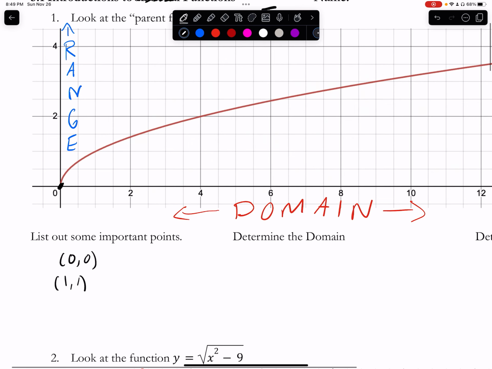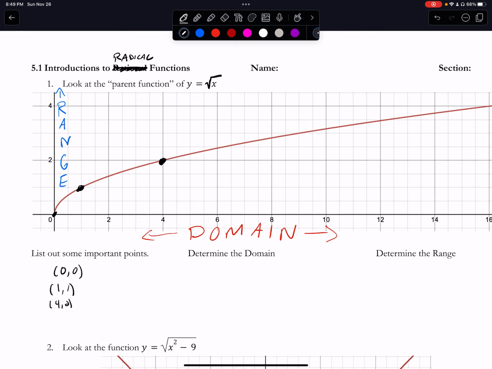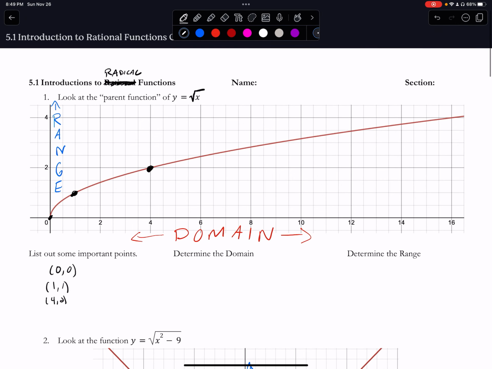And then that exists right here. And then you could say the next point of interest would be (4, 2), because the square root of 4 is 2. Right, and then if we have it on here, the square root of 16 right here is 4, and then also the square root of 9 is going to be 3. So those are some important points that are on this radical graph here.